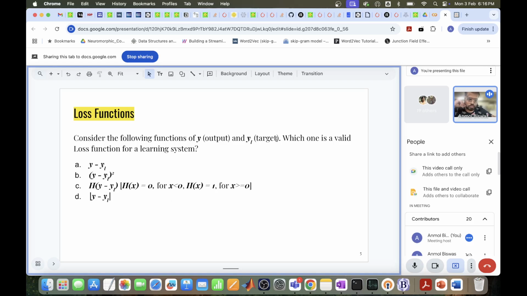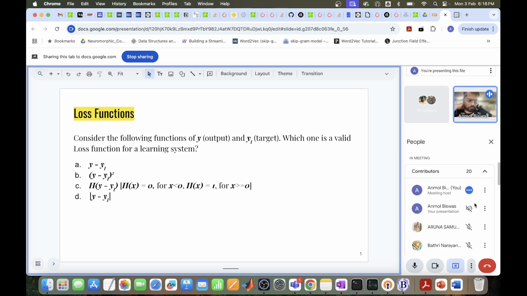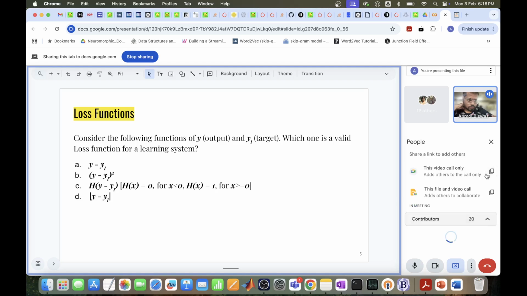So the question is which one is a valid loss function for a learning system, right? And the points that you are trying to figure out are what are the properties of a valid loss function that need to be satisfied, right? So once again, I will give a couple of minutes, a little bit of time for you to walk through it, and then we will discuss the solutions, right? And I will talk about the properties that a valid loss function should have.